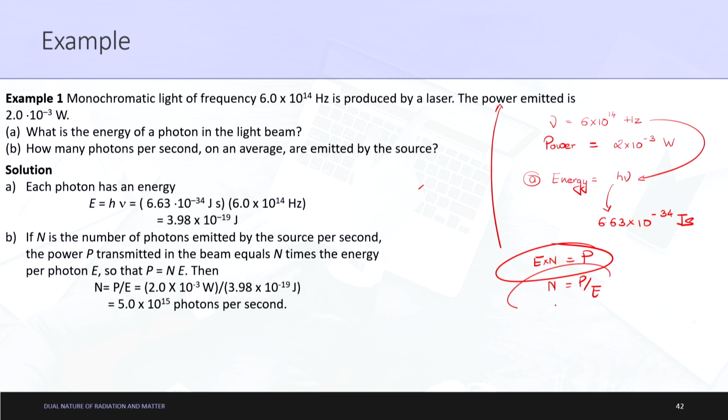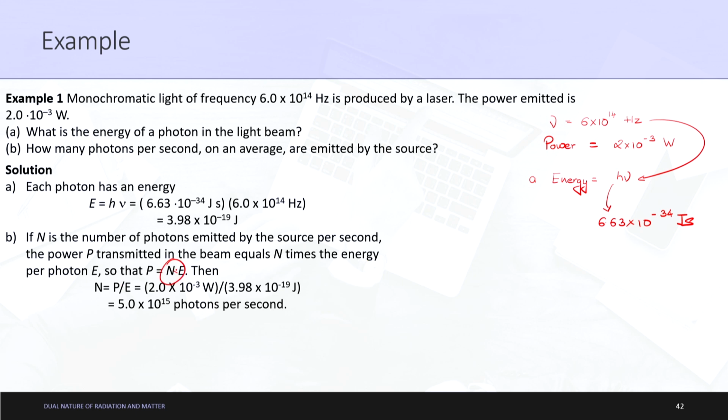I guess the concept is clear. Because this is the energy of one single photon, we are trying to find the number of photons. When this energy gets added up, we get the complete power emitted by the light. So if n is the number of photons emitted by the source per second, the power P transmitted in the beam equals n times the energy per photon, so P is equal to n into E.